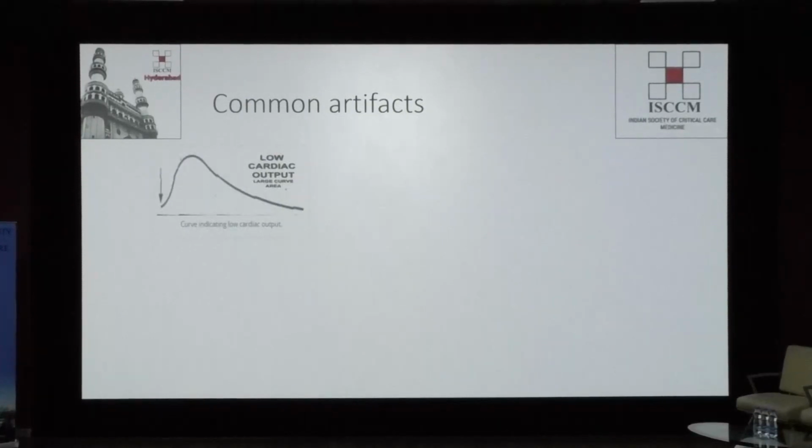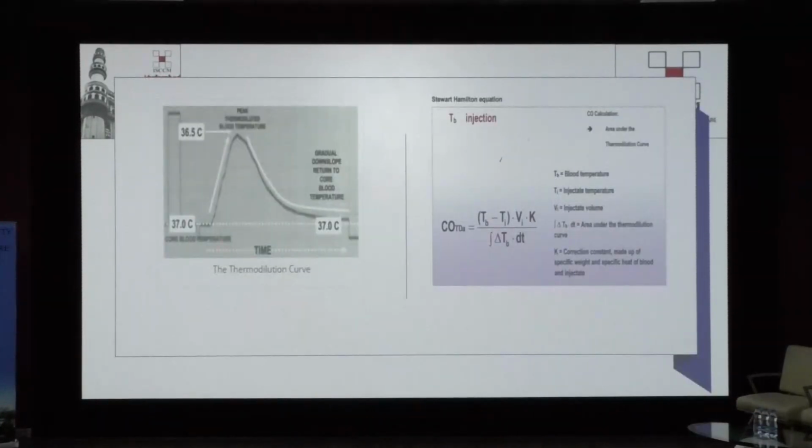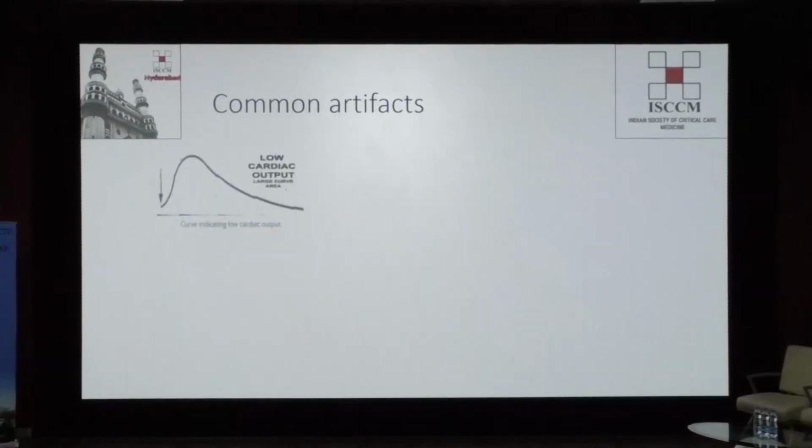So what are the common artifacts you see? Generally you get this type of thermodilution curve, but there are some artifacts which we generally see while monitoring these thermodilution curves. So this one will show the area under the curve is very high, or the time taken for the temperature to fall is very high. That means the cardiac output is low. You can see here the time taken by the temperature to come down to normal is very less, so it is a high cardiac output curve.